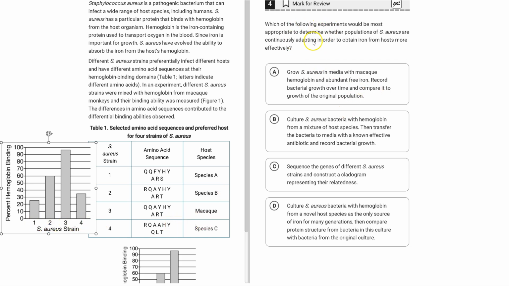Which of the following experiments would be most appropriate to determine whether populations of Staphylococcus aureus are continuously adapting in order to obtain iron from hosts more effectively? Alright, I will go ahead and pause it. Try to figure it out. And the answer is, hopefully you saw the key phrase like many generations here. Evolution over time, right? And so this is D. Like I said, we are wanting you to be able to think. So again, being able to think is important.